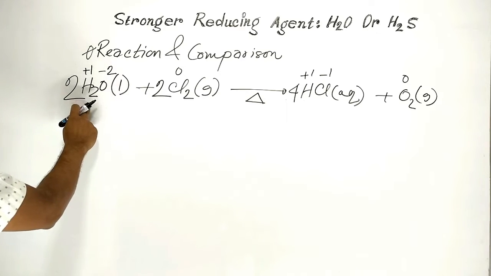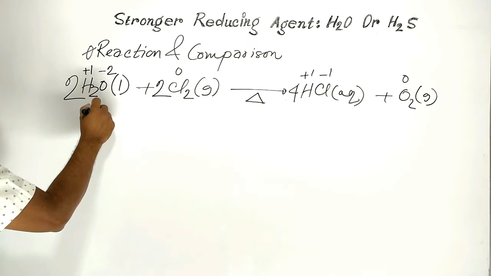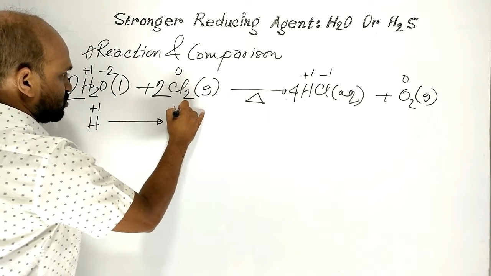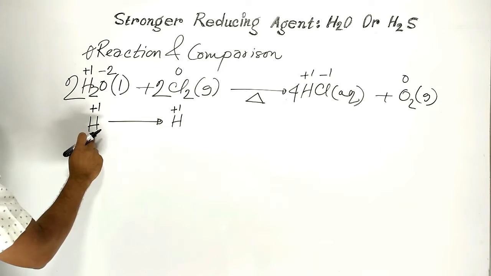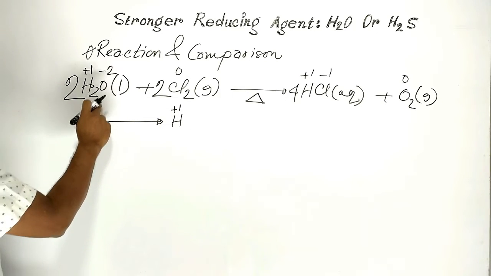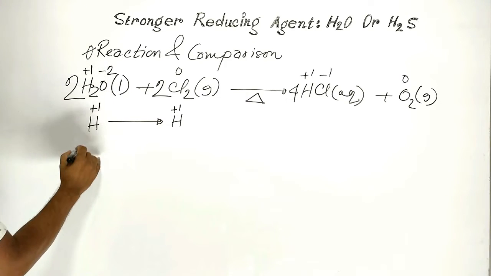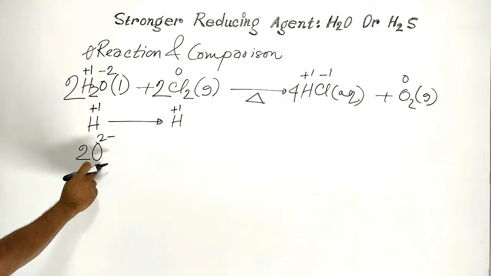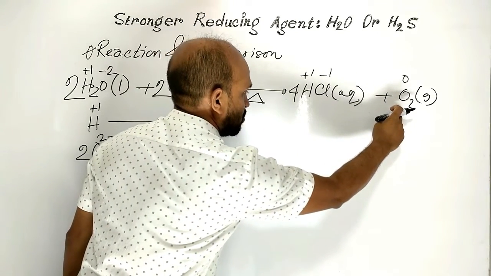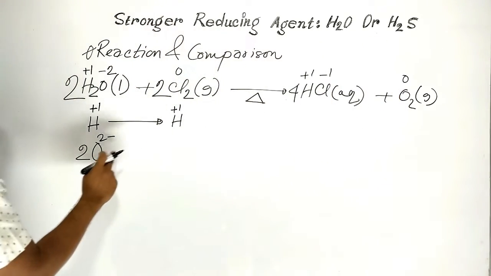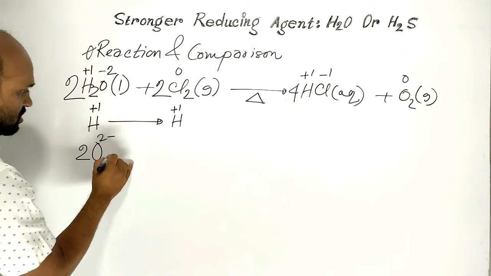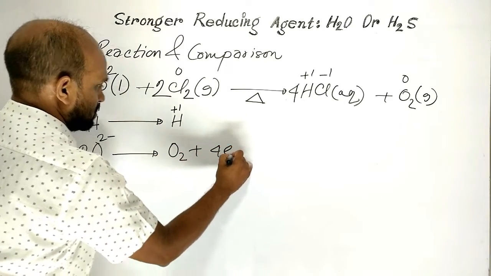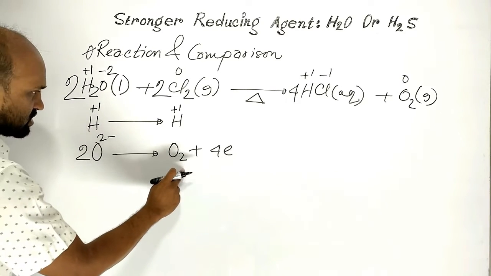That is, oxidation number of hydrogen is +1 in reactant, and in product this is +1. So no redox happens here. But in case of oxygen, we see 2 oxygen atoms, that is 2 oxides changes to oxygen molecule with 0 oxidation number. That means 2 oxides release 4 electrons. This is oxidation reaction.